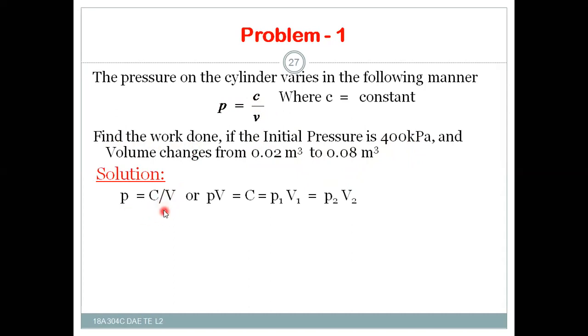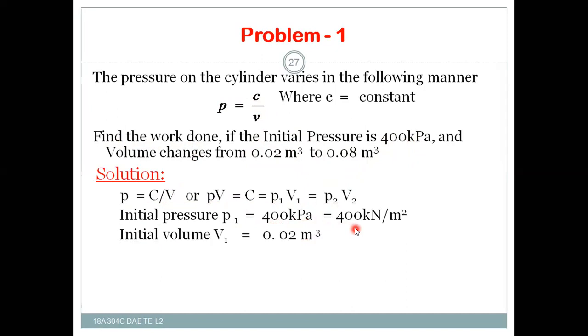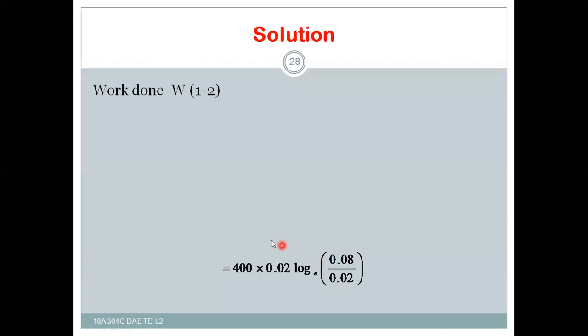So now the solution for work is: P is equal to C by V, or PV is equal to C, that is P1 V1 is equal to P2 V2. So initial pressure P1 is equal to 400 kilopascals or 400 Newton per meter square, whereas initial volume V1 is equal to 0.02 meter cube, and final volume V2 is equal to 0.08 meter cube. Now let us find the work done.